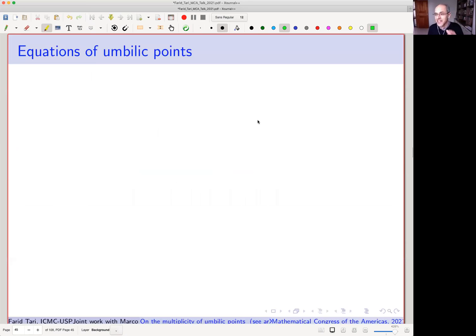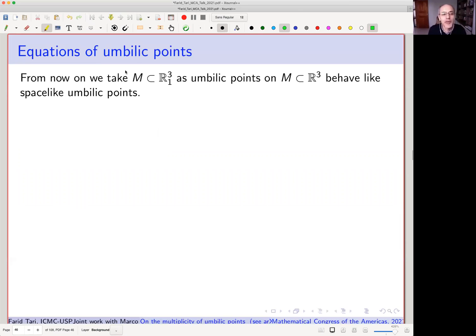So let's start now with the main point. The main point of this talk is how to count the umbilic points. To count the umbilic points concentrated on a degenerate umbilic, we need to get the equations of the umbilic points. So I'll start with some elementary observations. Before that, from now on, we take our surface in the Minkowski space. Why? Because umbilic points on surfaces in R3 behave exactly like space-like umbilic points on surfaces in Minkowski space. So I just deal with surfaces in Minkowski space, but all the results work also for surfaces in the Euclidean space.